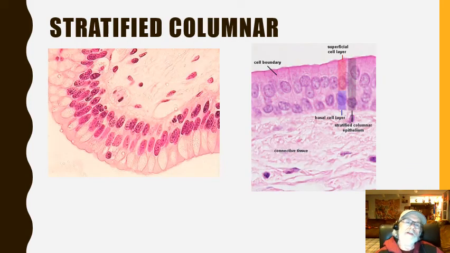This is stratified columnar, okay? So basically what happens is you have columnar cells one on top of the other, and that's what we see with that. If you look here, here's one columnar cell, here's another columnar cell on top, and basically because it's in layers, it's called stratified, okay? So that's called stratified columnar.